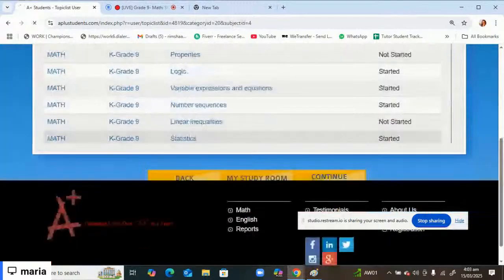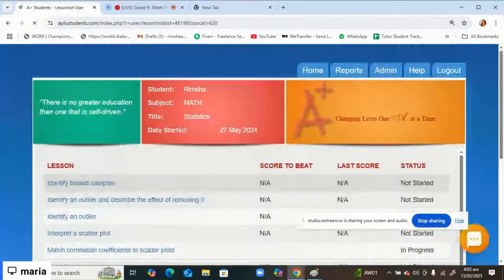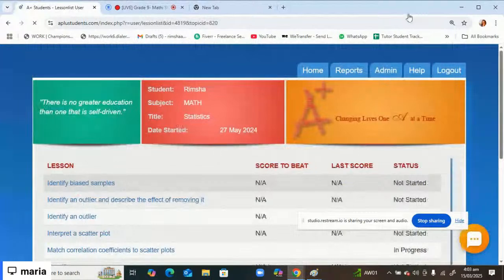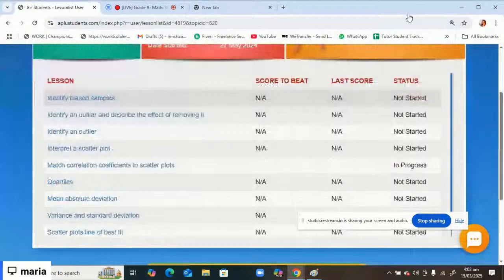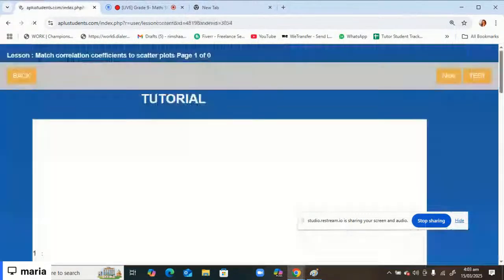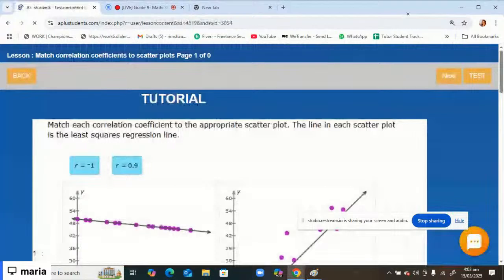Let's open this. We already discussed the first 4 chapters, which are: identify biased samples, identify an outlier and describe the effect of removing it, identify an outlier, and interpret a scatter plot. So today we discuss this one, which is match the correlation coefficient to the scatter plot. So let's get started, okay?